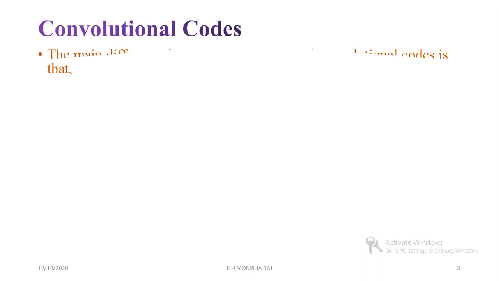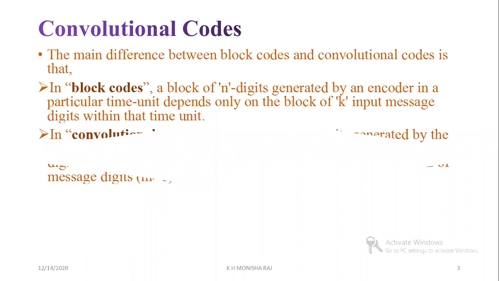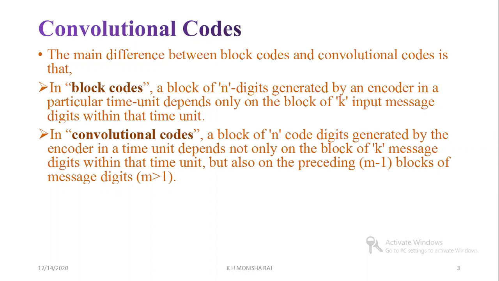The main difference between the block codes and the convolutional codes is that in block codes, a block of n digits generated by an encoder in a particular time unit depends only on the block of k input message digits within that time unit. But in convolutional codes, a block of n code digits generated by the encoder in a time unit depends not only on the block of k message digits within that time unit, but also on the preceding m-1 blocks of message digits. Hence, m should always be greater than 1.